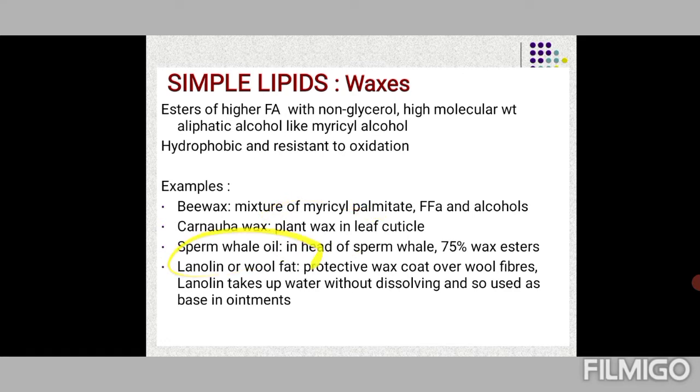Now, sperm whale oil is present in the head of the sperm whale. Almost 75 to 90% of the head of a sperm whale is formed of wax esters, that means wax plus fatty acids. This wax will solidify at lower temperatures, making it easier for the organism to dive deep into water in search of food. So that is an advantage for a sperm whale, because this wax solidifies and adds to the buoyancy of the organism.